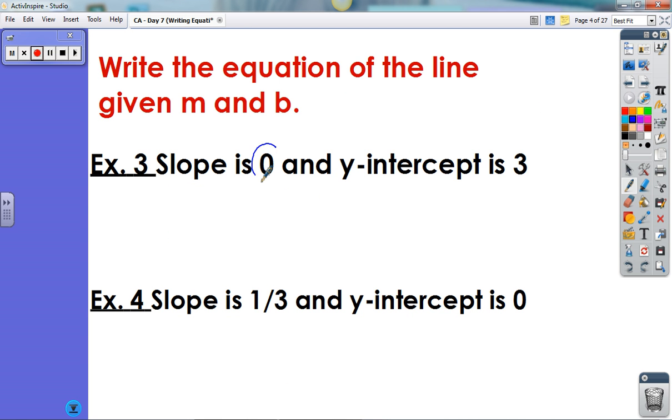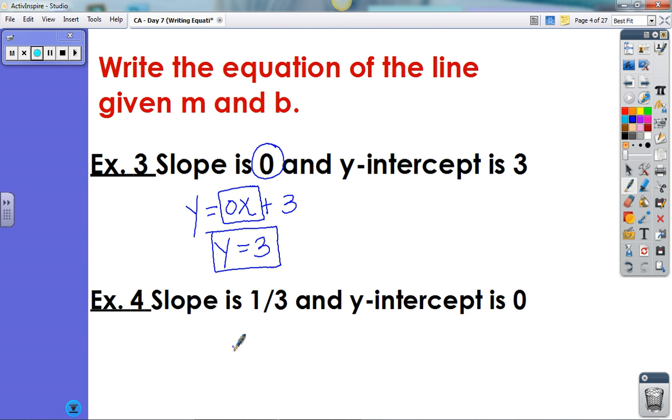If I have a slope of 0, then when I write it, it would look like this. In this case, any value of x that I plug in for 0 is going to become 0, and 0 plus 3 is always just 3. So this ends up being the line y equals 3.